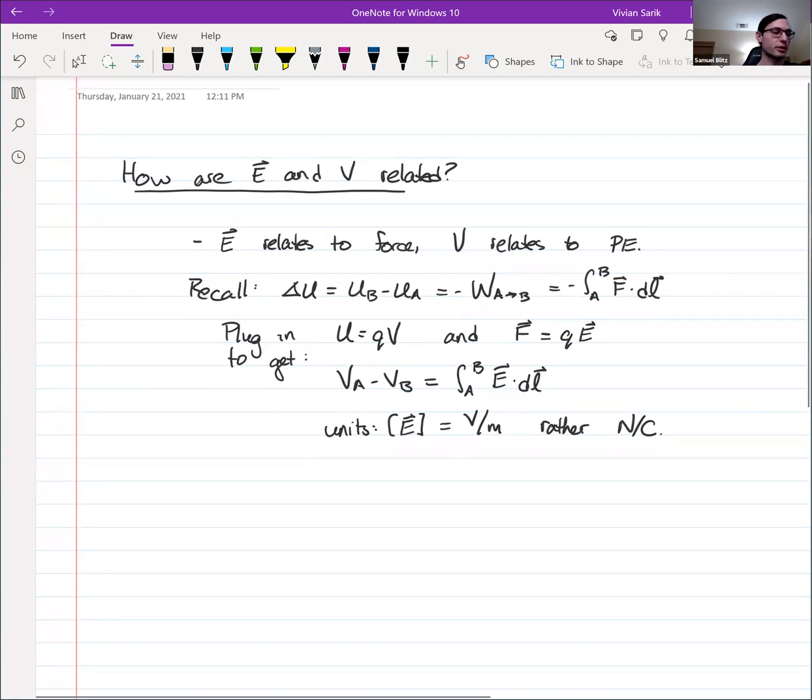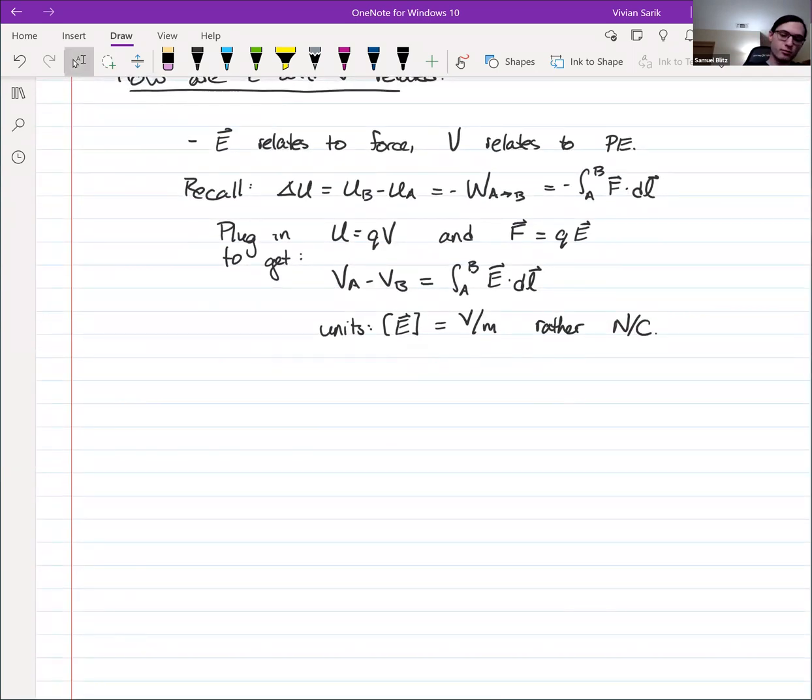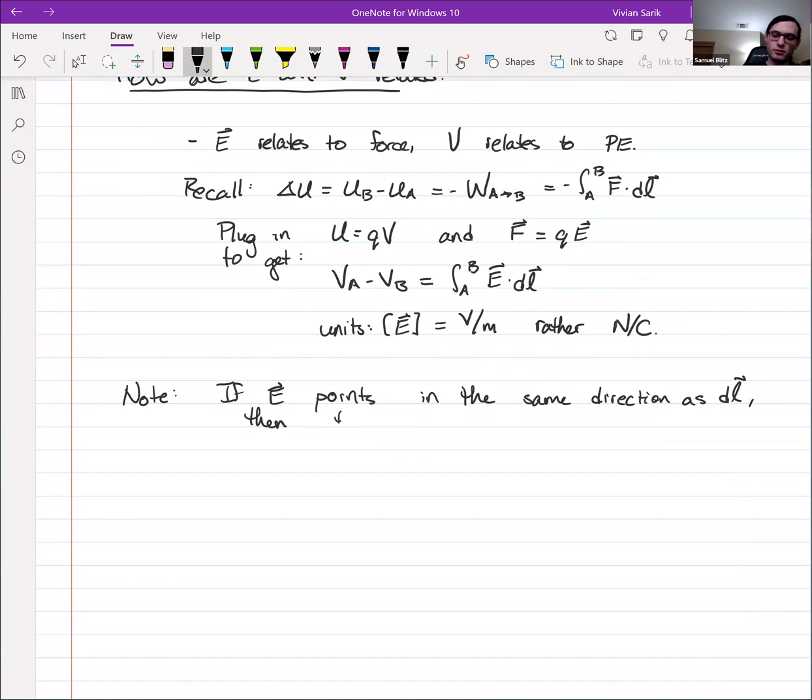Now, I want you guys to notice something about this integral. If the electric field points in the same direction as the path vector, i.e. they're parallel, the path vector is dl, by the way, then the integral becomes a product, and in particular, it's positive. It's a product of magnitudes.